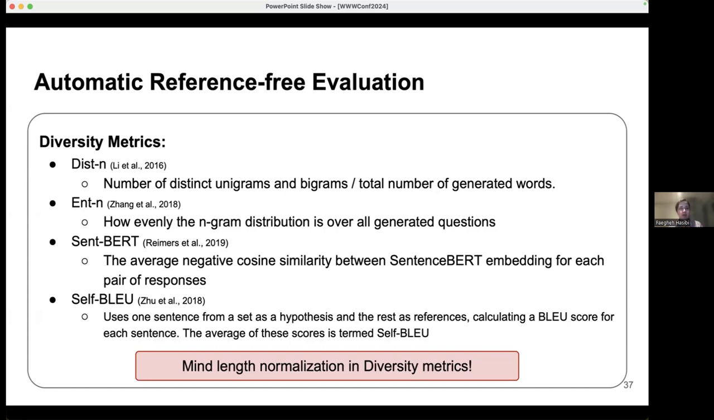So what is done sometimes, actually by one work in the literature, is to do normalization: set a cutoff threshold for the number of words that are used for evaluation, and then randomly sample dialogues until we meet that cutoff threshold. Then, when we make sure that all the data sets have the same length, we compute these diversity metrics in order to have a fair comparison.